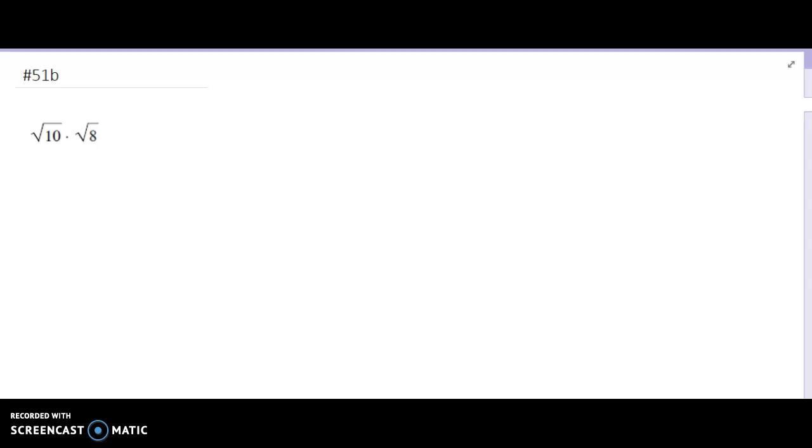All right, so the way I just showed you is the way I prefer to do it, and that's not to say you have to prefer it that way too. So I'm going to show you another way you can do this, okay? And then you can pick what works best for you. So I'm going to leave this as square root of 10 times the square root of 8, okay? And I'm going to kind of treat these separately.